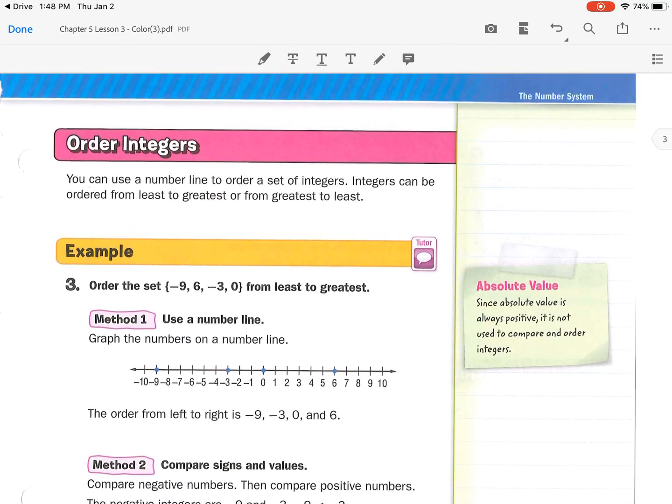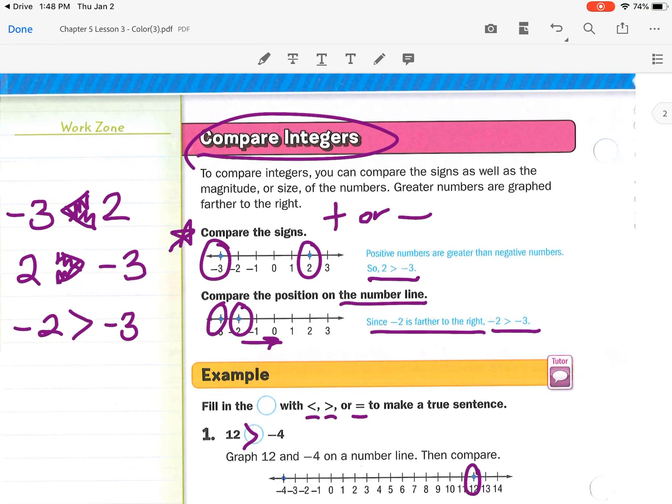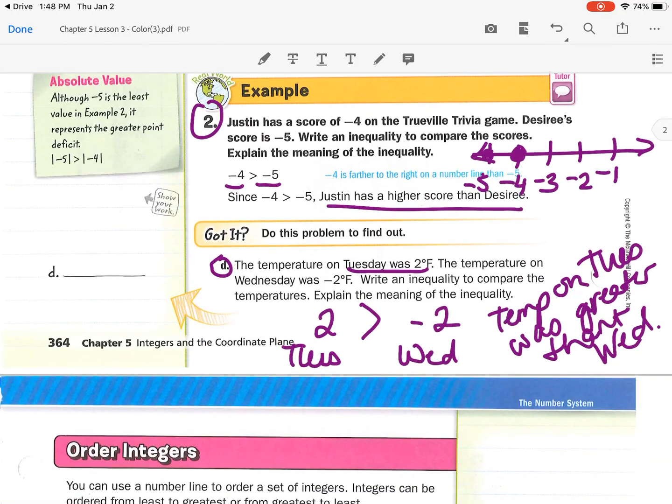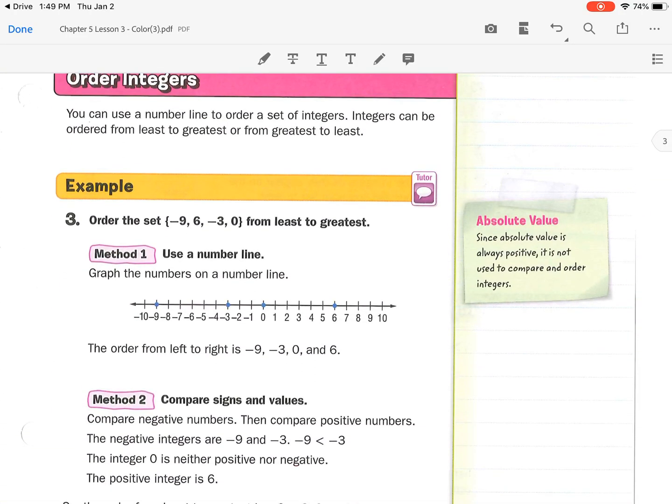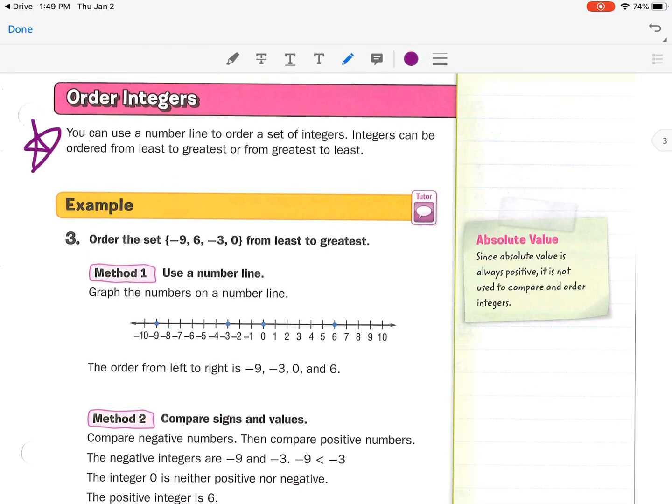All right, now that we have learned how to compare the integers, which is not anything new, using greater than, less than, or equal to signs, and using number lines if we get stuck, we're going to work on ordering integers. So ordering integers up here, you can use a number line to order a set of integers. Integers can be ordered from least to greatest or from greatest to least. Now, when we are taking a quiz or a test, this is so important that you make sure you read if they want you to go from least to greatest or greatest to least. Always pay attention to that because some of you might accidentally make the mistake and flip it around.